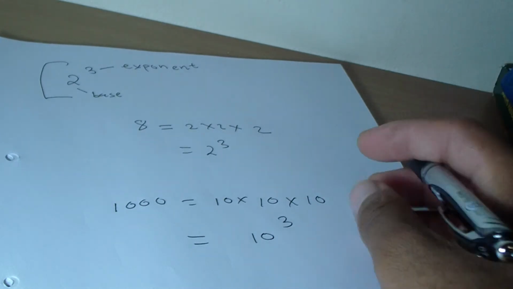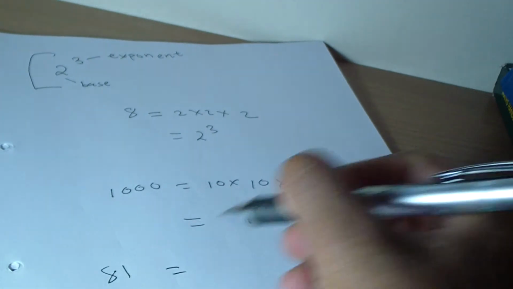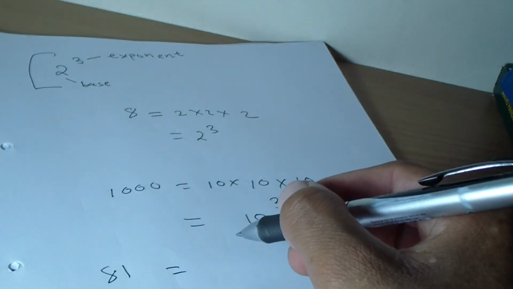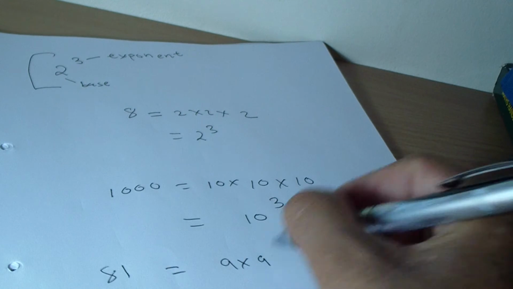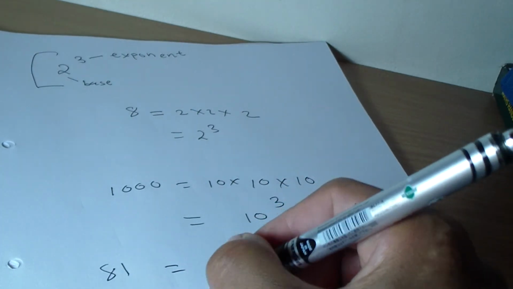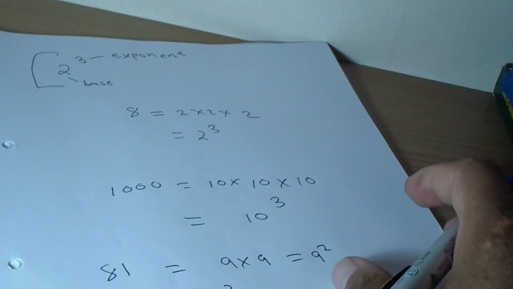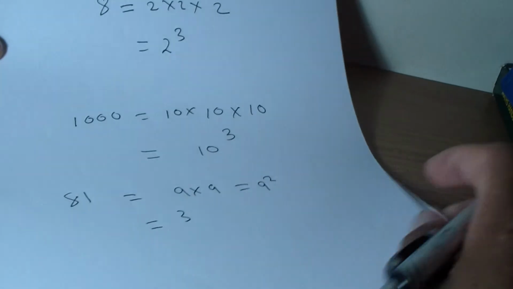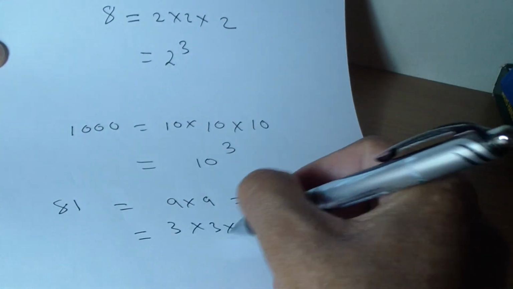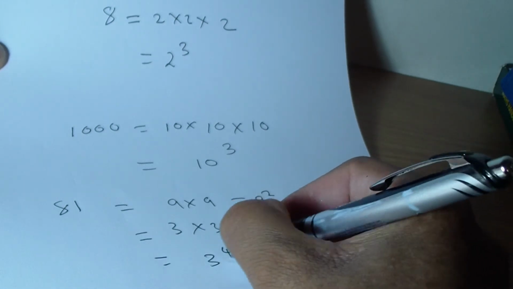For example, we can have, say, 81. 81 is the same thing as 9 times 9, which is exactly as 9 to the power 2. But we can represent this number as 3 times 3 times 3 times 3, which is exactly the same thing as 3 to the power 4.